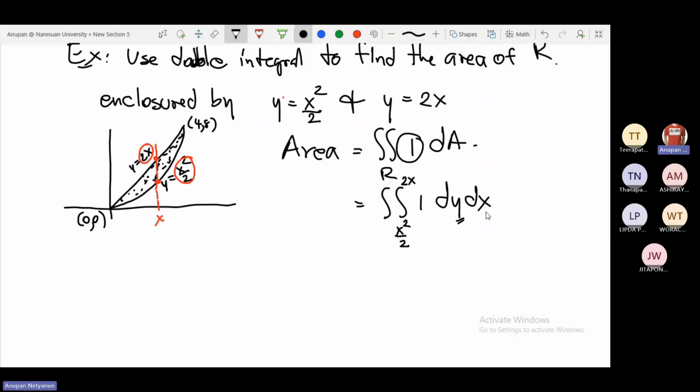And to find the running number for x, you need to ask yourself, this region sweeps from which x to which x, okay? You can see that it's starting from this point, which is x equal to 0, and then sweeps all the way up to this x, which is x equal to 4, okay? So your running number for x is from 0 to 4, okay?